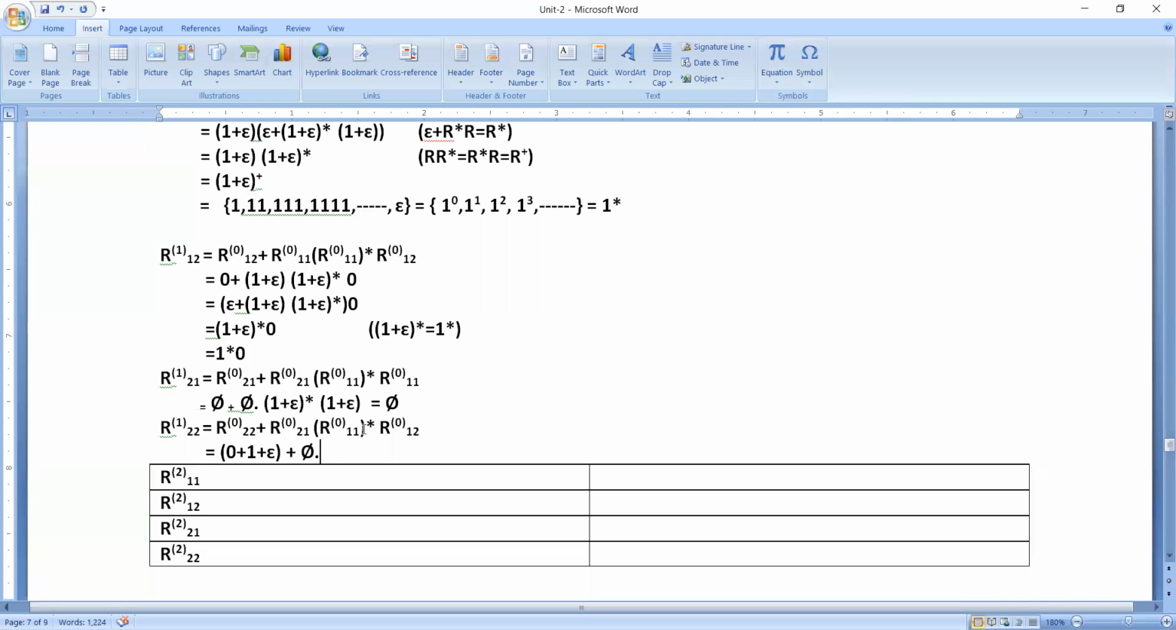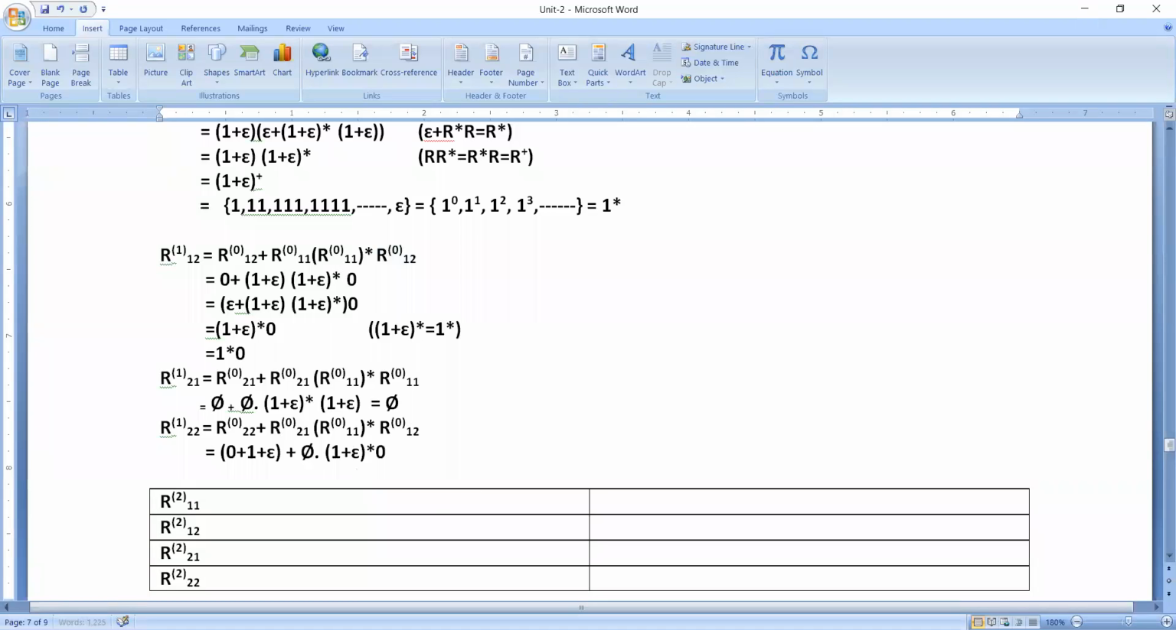So what is this R power 0 of 11? Somewhere over here R power 0 of 11 will be 1 plus epsilon. So it will be 1 plus epsilon whole star, and R power 0 of 12 will be 0. You can see here R power 0 of 12 will be 0. Now if you look into this, the answer which we are going to get will be something like 0 plus 1 plus epsilon only.